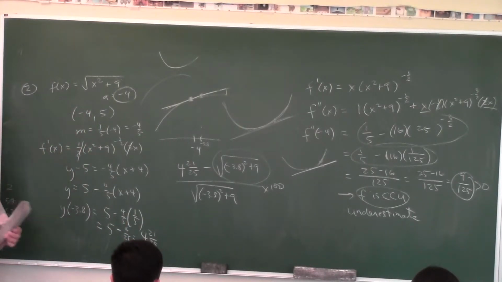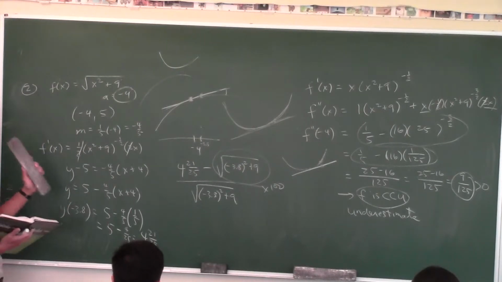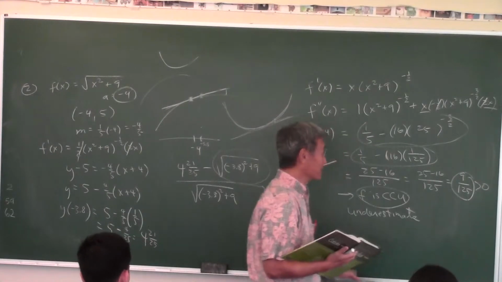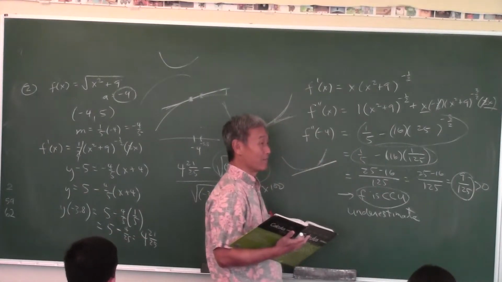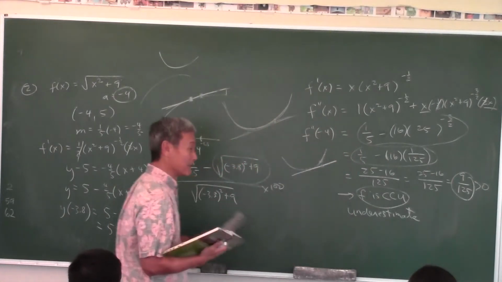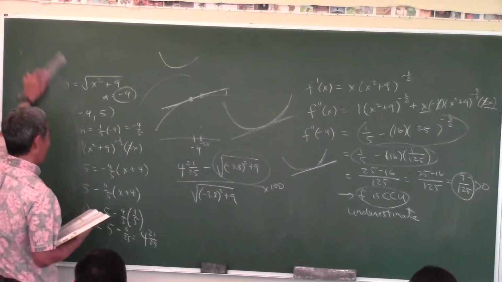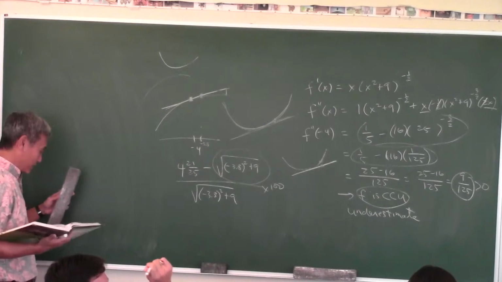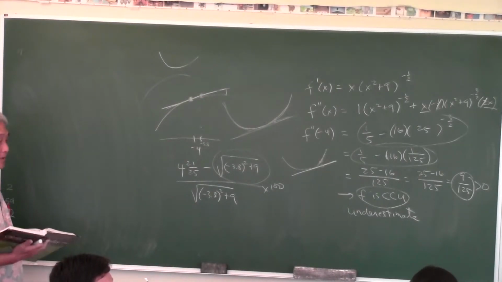And even if you did know, on the AP exam, they want you to say this. The second derivative came out positive. Therefore, f is concave up. Therefore, it's an underestimate. That's what they want on the AP exam. And don't worry, in the fourth quarter, we're going to go over like every word that you have to say to get all the points.